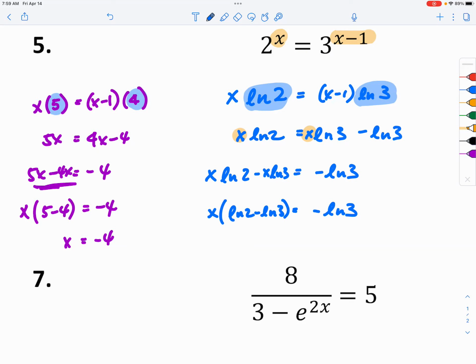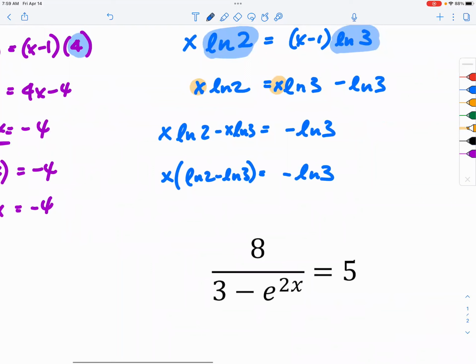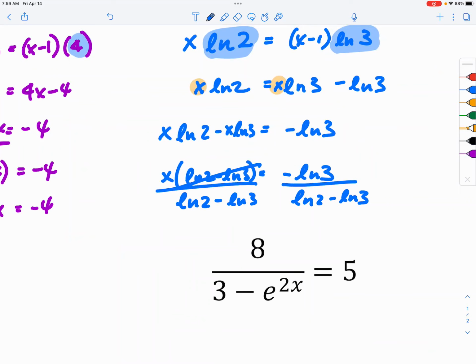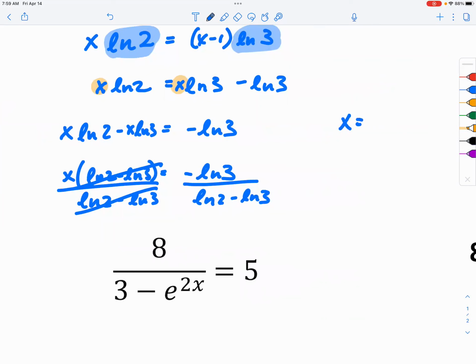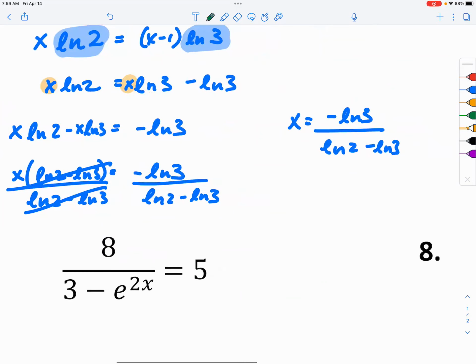And then what do we do to get x by itself? We'll simply divide it. Because remember, log of any number is just a number. So we will go ahead and divide this number away. So you have x equals negative natural log of 3 over natural log of 2 minus natural log of 3. Or even better, okay, see if you can conceptualize this.